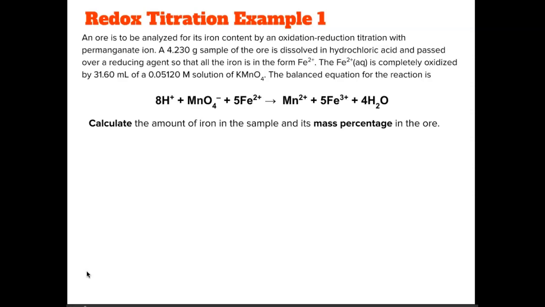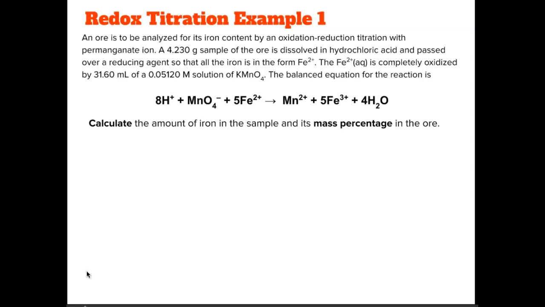I'm going to help you work through 4 example problems dealing with redox titration. So in this first one, it's telling me that I have a sample of ore that contains iron. The mass of that sample is 4.23 grams, and we're going to dissolve it in hydrochloric acid and then reduce it so that all of the iron forms 2+ ions.